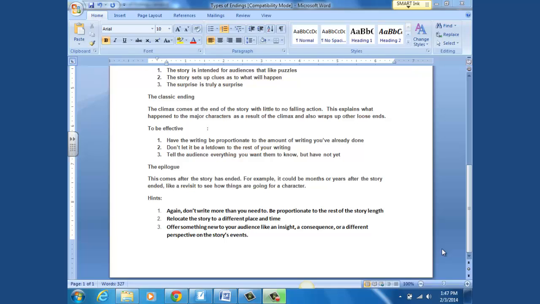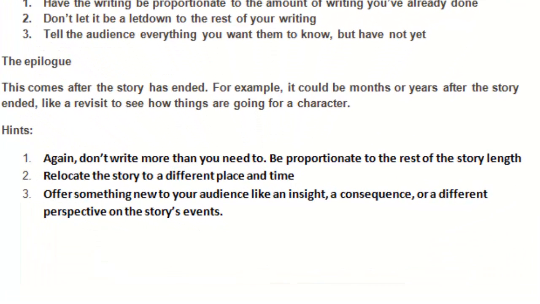Before I cut off, I want to give you a couple suggestions when you go about either fixing your ending or creating one. And they're located on your note sheet that I've given you. I want you to know a couple things. First, don't write more than you need to. If you've written a 2-page story, you don't need to write an ending that is another page itself. Be proportionate to the rest of the story length. If you have a 5-page paper and you write 2 or 3 paragraphs, that's fine. But you also have to keep in mind what is the focus of your closing, your ending.